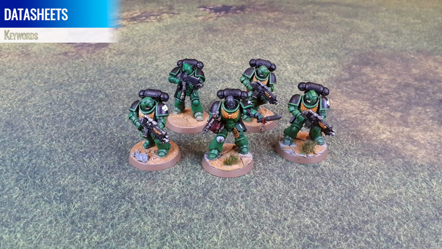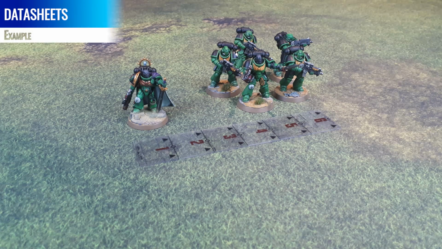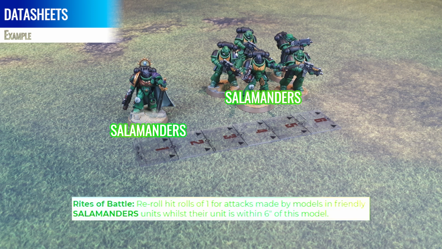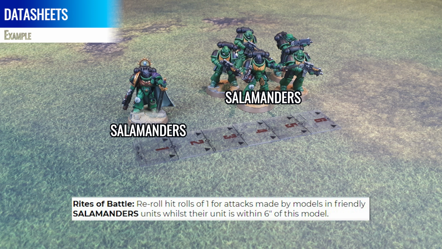Beyond army construction, keywords are used by specific rules to tag units for targeted functionality. For example, this Salamanders captain has the ability Rites of Battle, which affects friendly Salamanders units within 6 inches. Because the intercessors are Salamanders, they now benefit from this captain's aura. Also, it's worth mentioning this aura affects the captain himself, as he also has the Salamanders keyword and is within 6 inches.